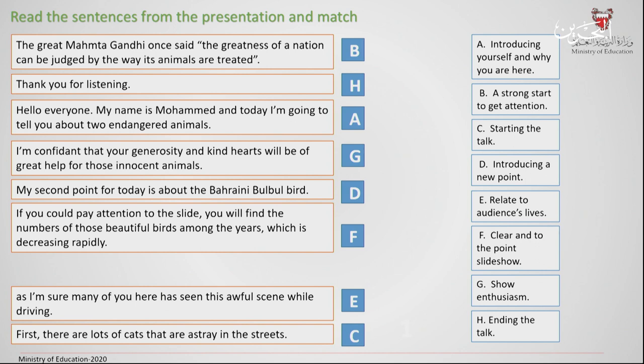Very good. The first box is what? It is a strong start to get attention. And how did we know that? Because we mentioned a quote by Mahatma Gandhi, who is a well-known historical figure.